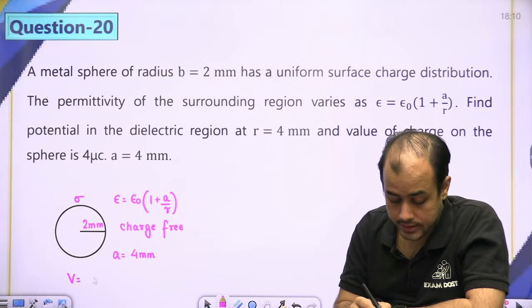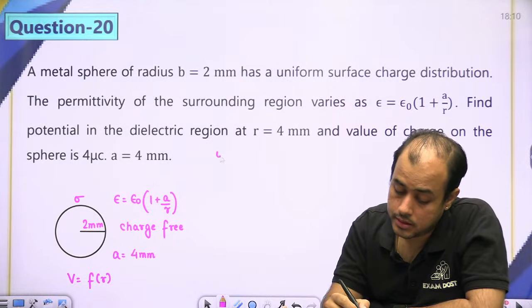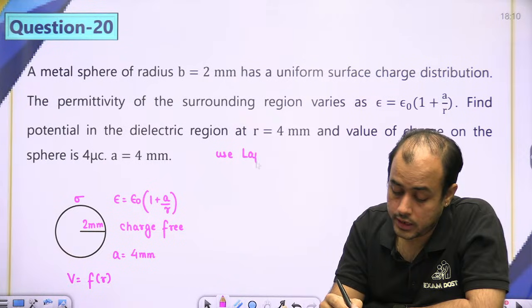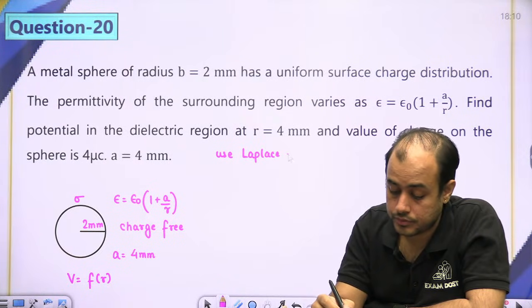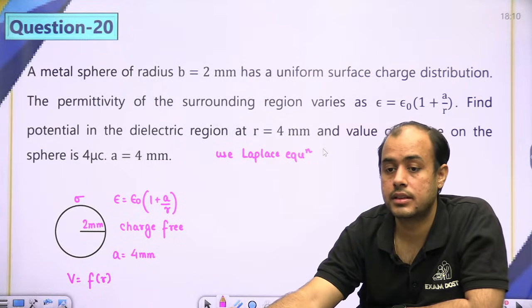Now potential is a function of R. We will use the spherical coordinate. So beta, we will use the Laplace equation. Why?